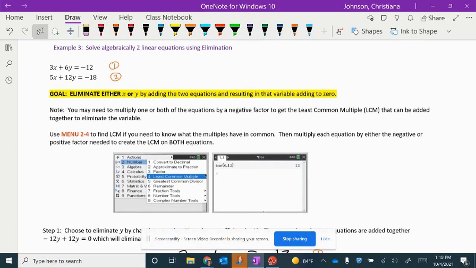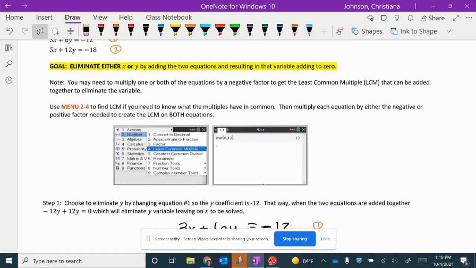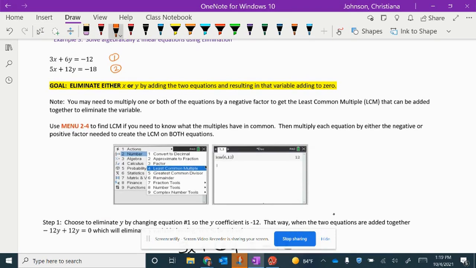The goal is to either eliminate the x or the y by adding the two equations together, resulting in that variable going away because it adds to 0. If you're not sure what common factor you can add to 0 between 6 and 12, because I'm trying to get rid of y, you can use menu 2-4 on your calculator, another calculator function that gives you the least common multiple. So you put in 6 and 12, hit enter, and it will say they both have 12 in common.